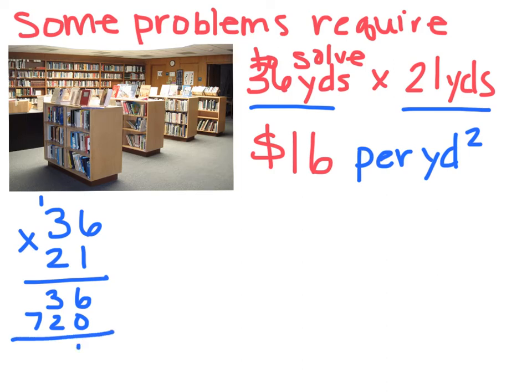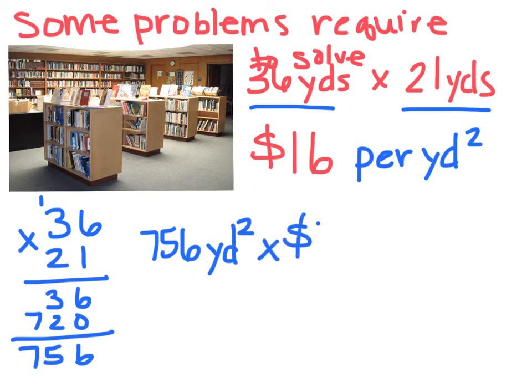And let's solve that by finding that the area of the library is 756 square yards. And we'll do that by putting yards squared here. Next, we need to find the cost of the carpeting. If the cost of a 1 square yard carpet square is $16, we'll calculate our total cost by taking 756 times $16. So let's calculate that next.